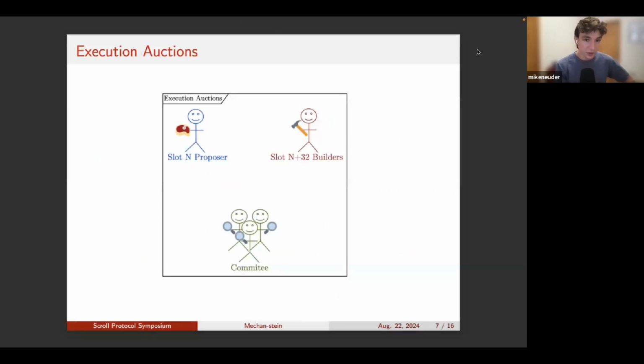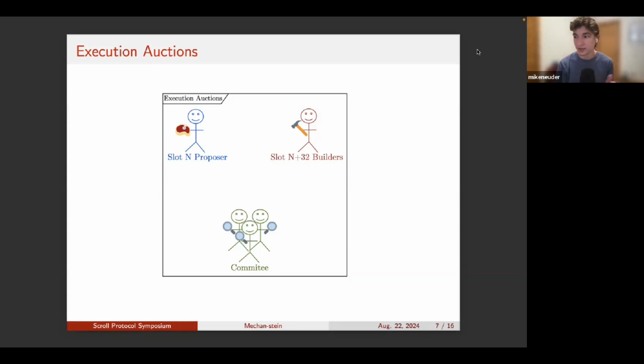Right, so execution auctions are extremely similar. We have a very similar set of actors here: the proposer, builders, and the committee. The difference here is the auction takes place ahead of time. And this is directly in response to this value in flight problem that I was describing before, which is we want the proposer's job of being the auctioneer to be dumb simple.